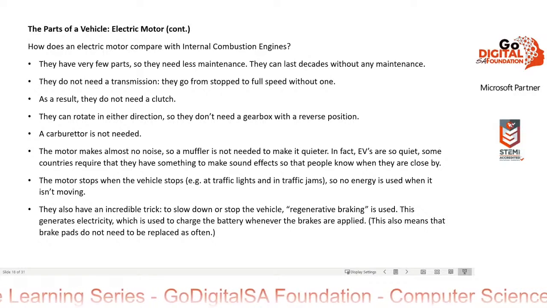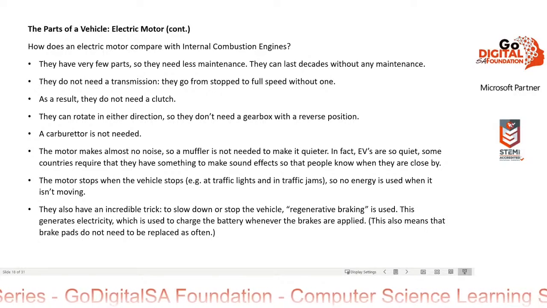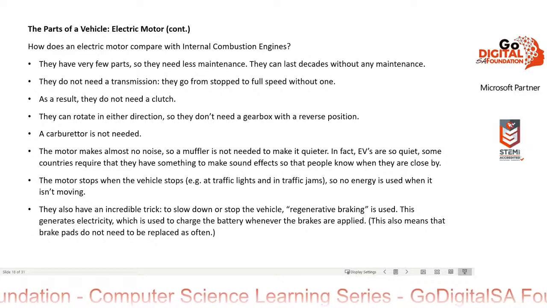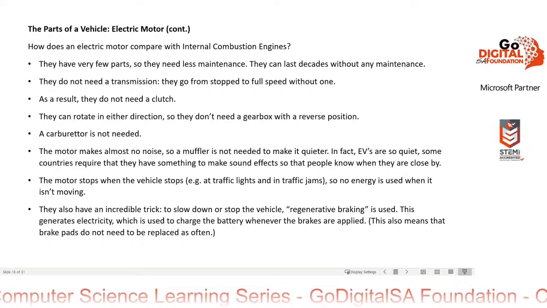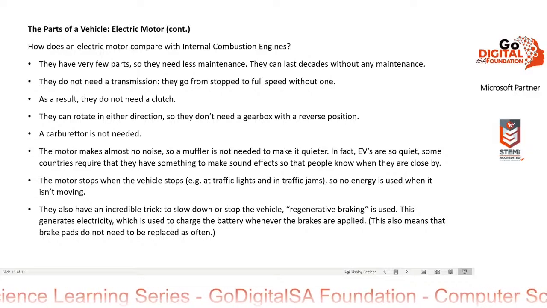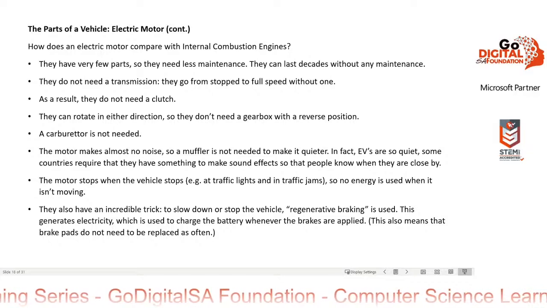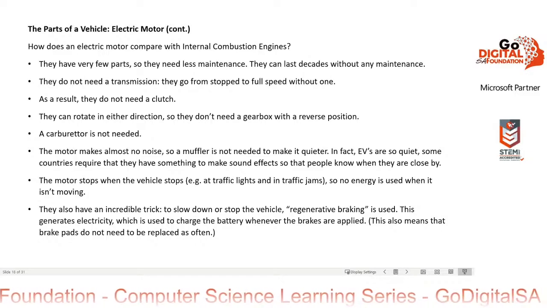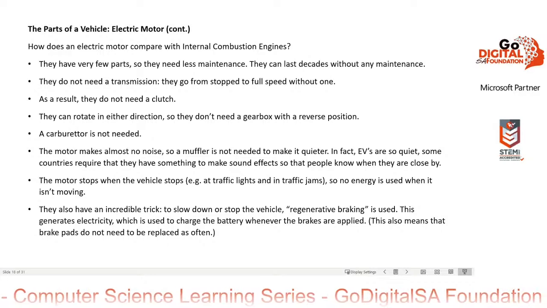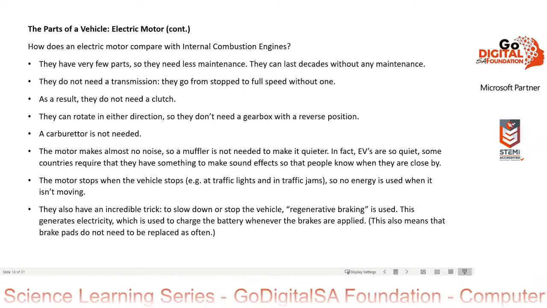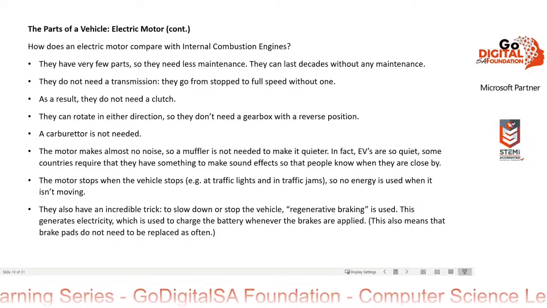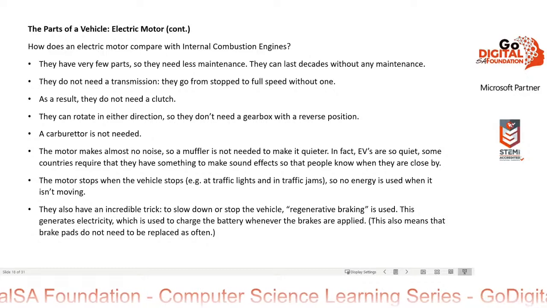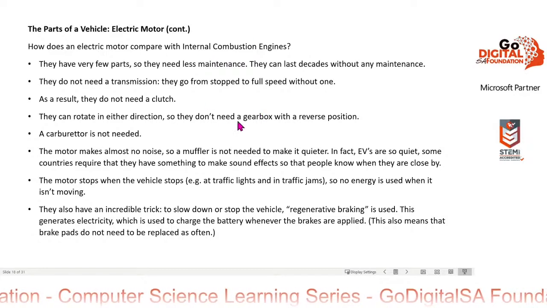In fact, EVs are so quiet, some countries require that they have something to make a sound effect so that people know when they are close by. The motor stops when the vehicle stops, for example, at traffic lights and in traffic jams, so no energy is used when it isn't moving. They also have an incredible trick. To slow down or stop the vehicle, regenerative braking is used. This generates electricity, which is used to charge the battery whenever the brakes are applied. This also means that brake pads do not need to be replaced as often.